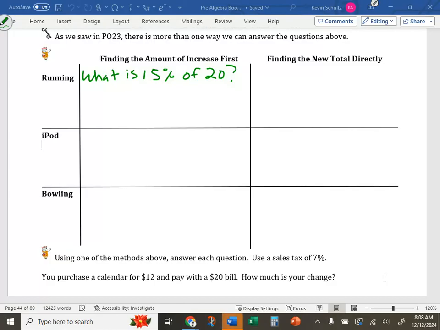In PO23, we learned three different methods we could use to answer this. Find 15% of 20. This question comes straight out of PO23. So whichever method you want to use, fractions, percentages, multiplication method, go ahead and calculate 15% of 20. If you have to flip back a page, feel free, but use one of the methods from PO23 to find 15% of 20.